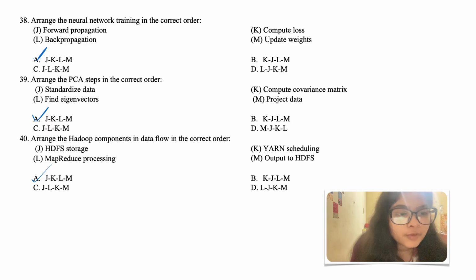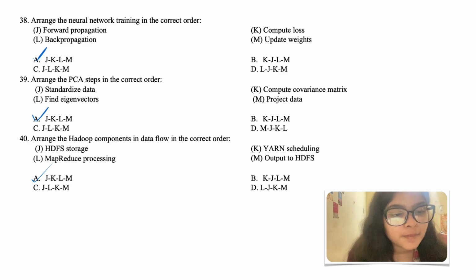Moving towards the last slide, including questions, we have question 38, in which in neural network training we need to arrange the steps. For neural network training, how this happens. So first we do forward propagation, then we compute the loss, then we do backward propagation and update the weights. So this is how all these happen.